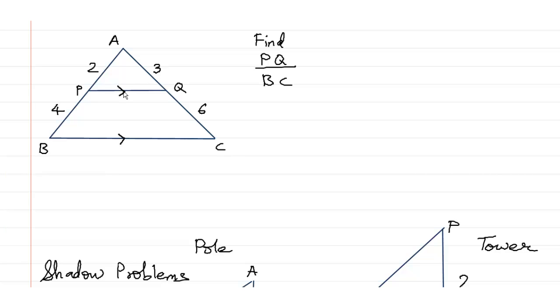Why? Because in order to find PQ upon BC, we need to find the full side AB. So AP is 2, PB is 4, so the full side would be 6. And if AQ is 3, QC is 6, the full side would be 9. Now, let us just ignore 6 and 4.